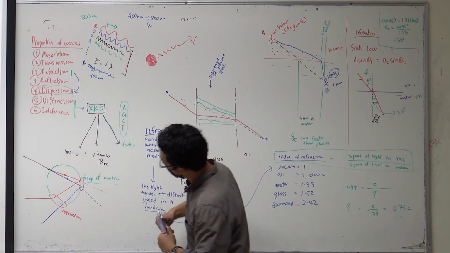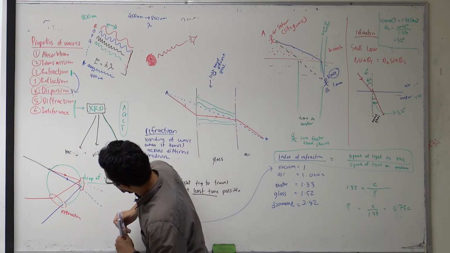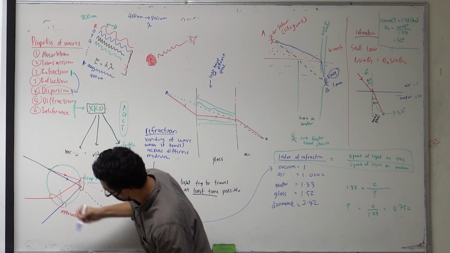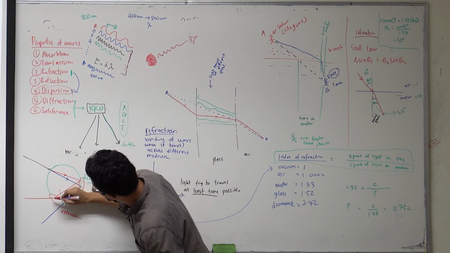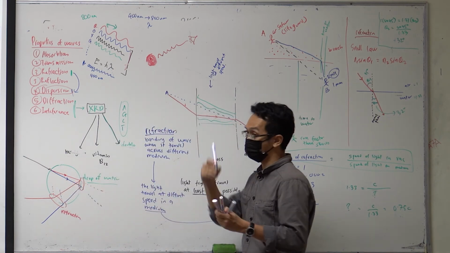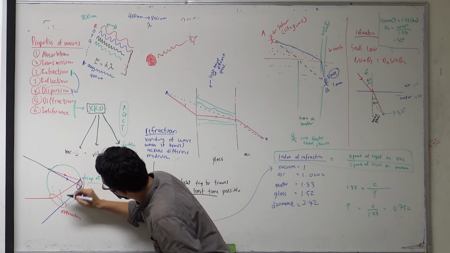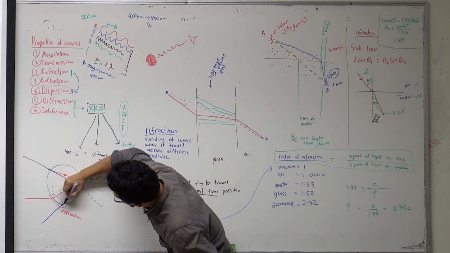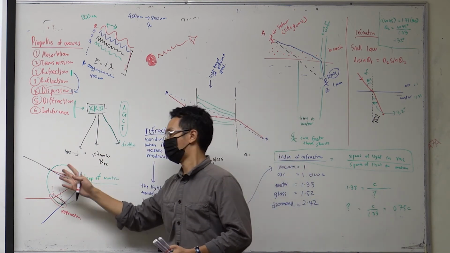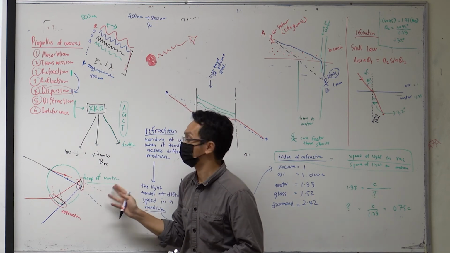But remember, when it reaches here, it can also reflect. They can also reflect. So the ones that I put in black here, this one and this one, this is reflection. So when a rainbow happens, it's basically a function of reflection and refraction.